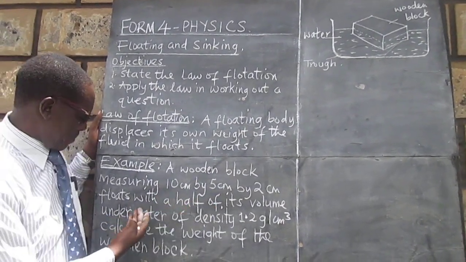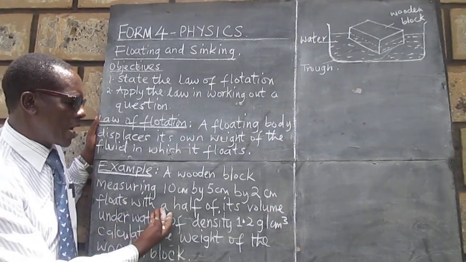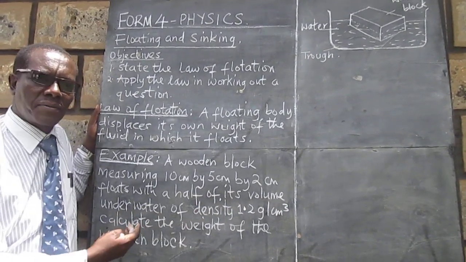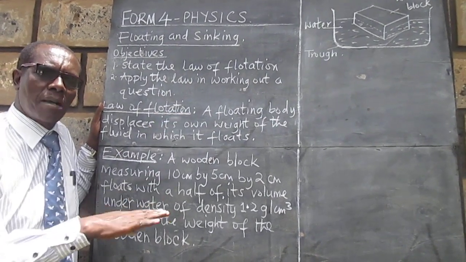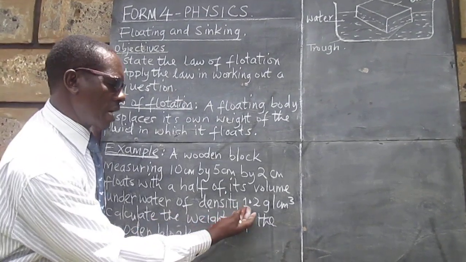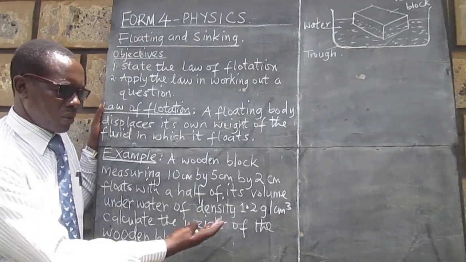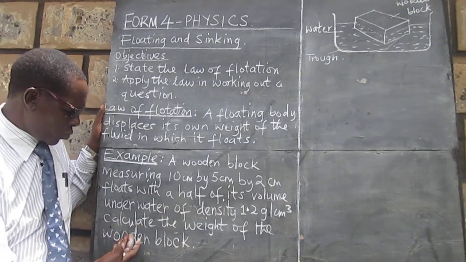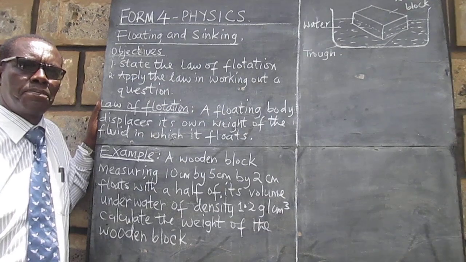And we are told that this wooden block floats with a half of its volume under water. So half of the body is submerged. The water has a density of 1.2 gram per cubic centimeter. Looks like it is seawater. And we are required to calculate the weight of the wooden block.